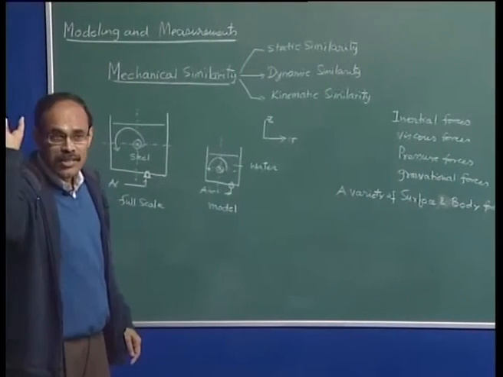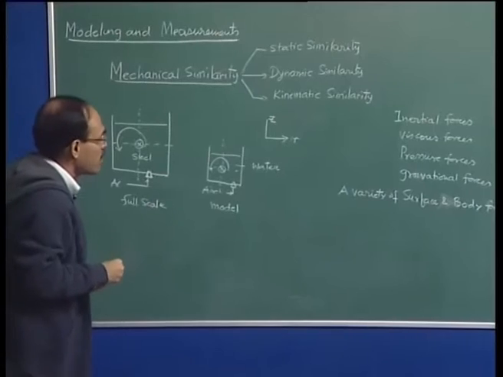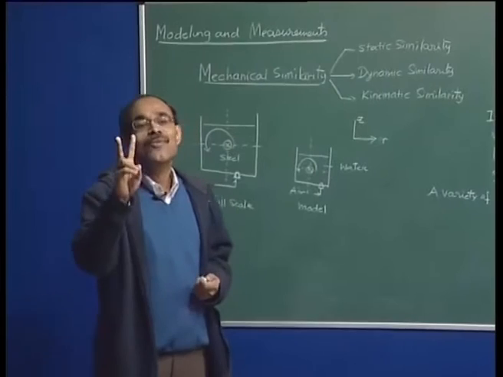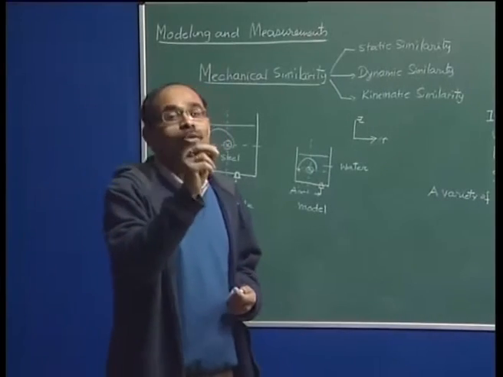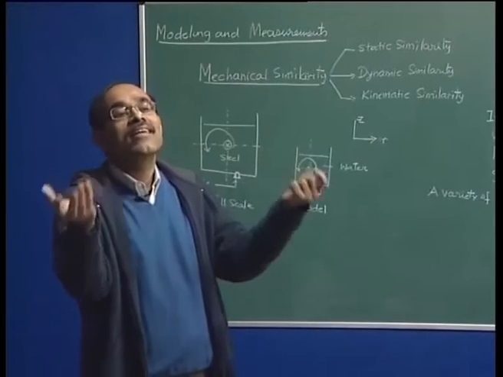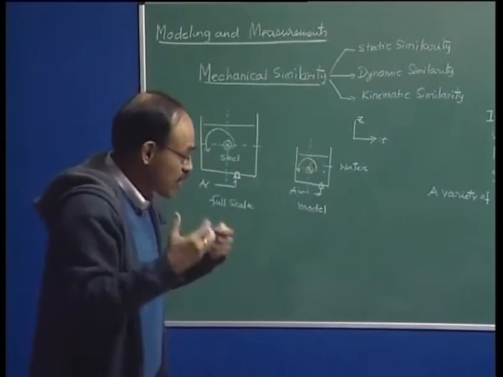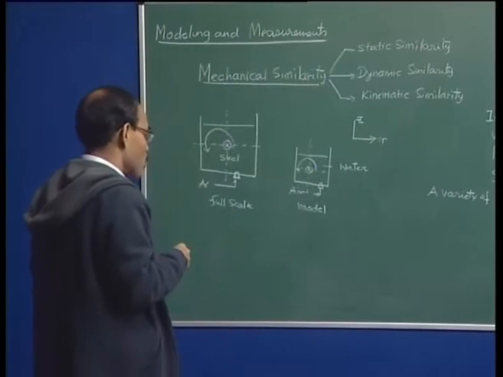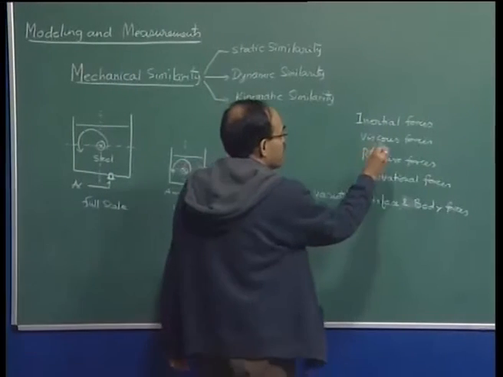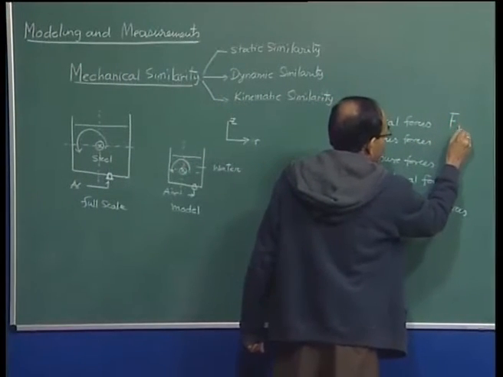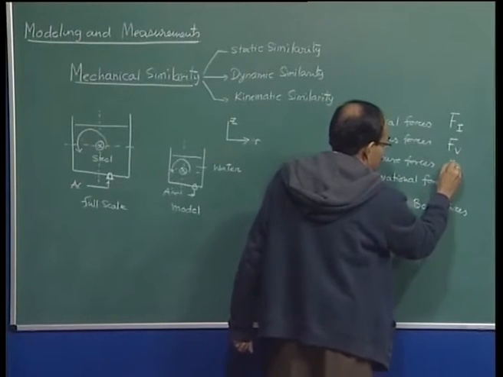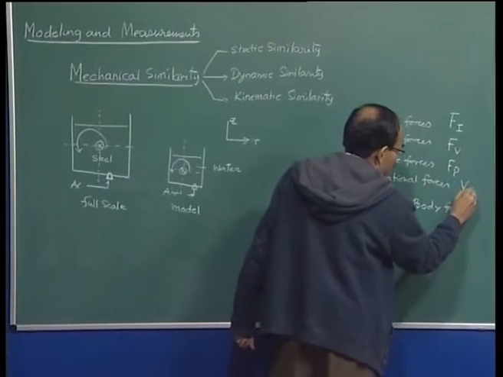a constant itself. So, that is the essence of dynamic similarity, and I would therefore summarize that two systems are said to be dynamically similar if at corresponding points and at corresponding time the forces acting on the two points also correspond. So, therefore, mathematically I would say, if I can represent this as inertial force, this as viscous force, this as pressure force, this as gravitational force.